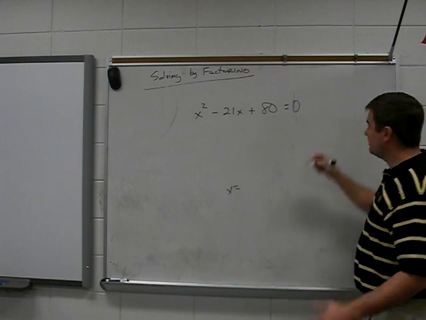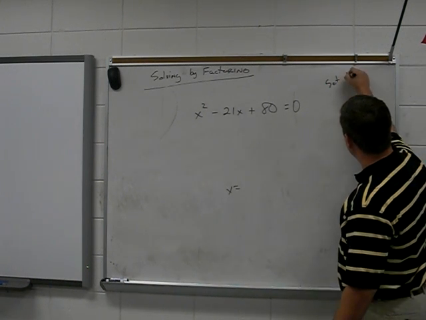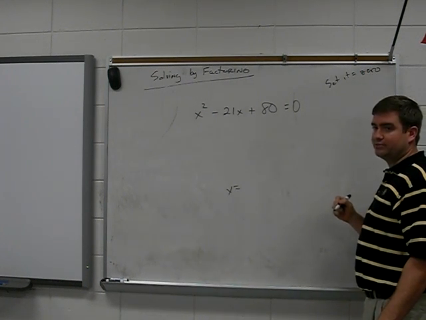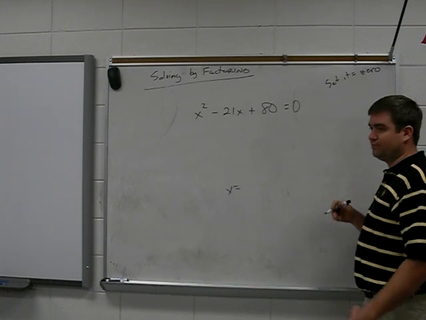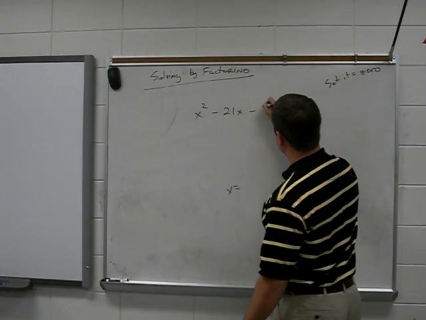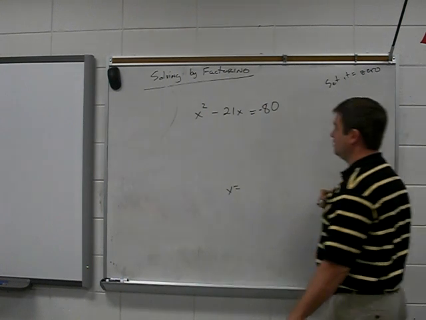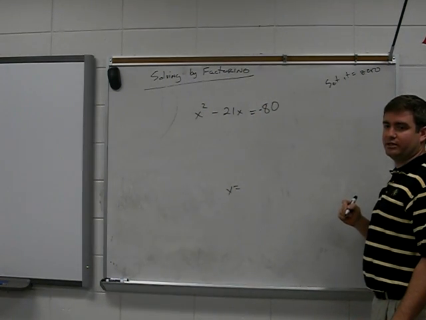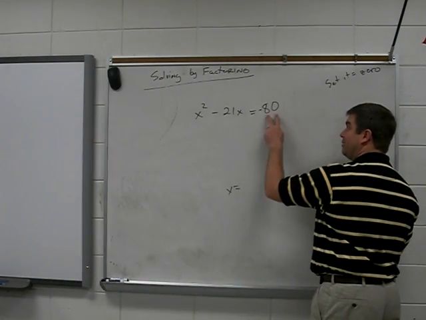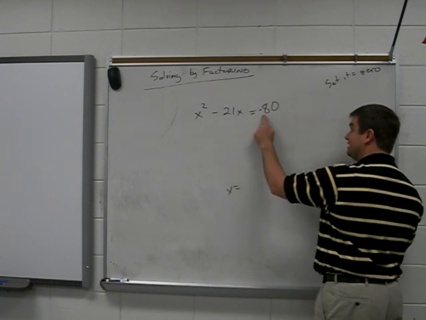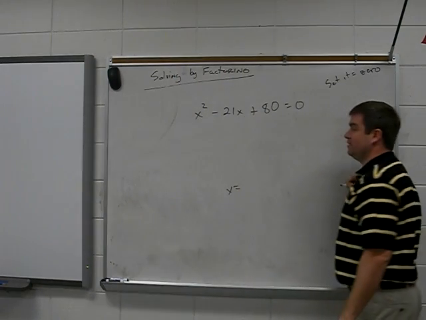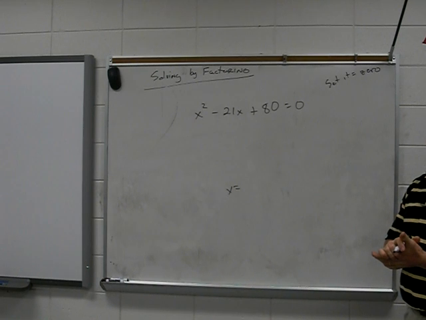Step number 1, write this down, is set it equal to 0. It's got to be equal to 0 before you can try to factor it, before you can do the quadratic form, because before you can do anything, it needs to be set equal to 0. What if the problem looked like this? Is that set equal to 0? No. How would you get it equal to 0? You just move the 80 over by adding it over. If it's negative 80 here, I would simply move it over by saying add 80 to both sides. It's got to be equal to 0 to start off.